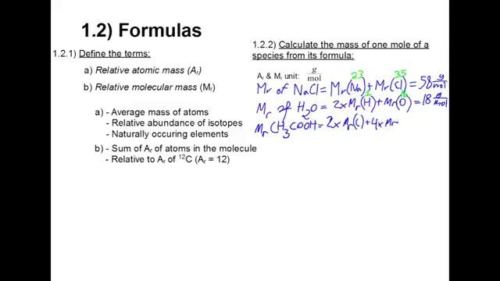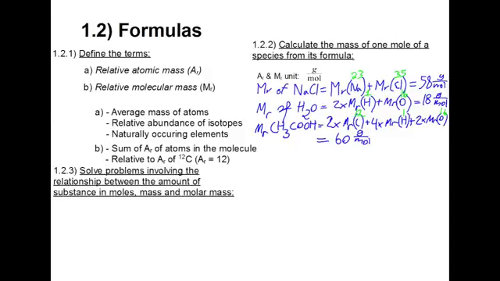and that'll be equal to 2 times the molar mass of carbon plus 4 times the molar mass of hydrogen plus 2 times the molar mass of oxygen. The molar mass of carbon is 12, the molar mass of hydrogen is 1, and the molar mass of oxygen is 16. Therefore, it will be 60 grams per mole.